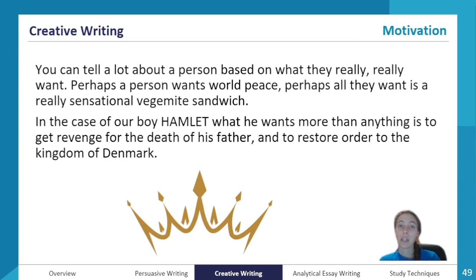So yeah, you can tell a lot about a person based on what they really want. So maybe they want world peace, they want something really huge like that. Perhaps all they want is a sandwich. So if we think about Hamlet as an example, what he wants more than anything is to get revenge for the death of his father and to restore order to the kingdom of Denmark.